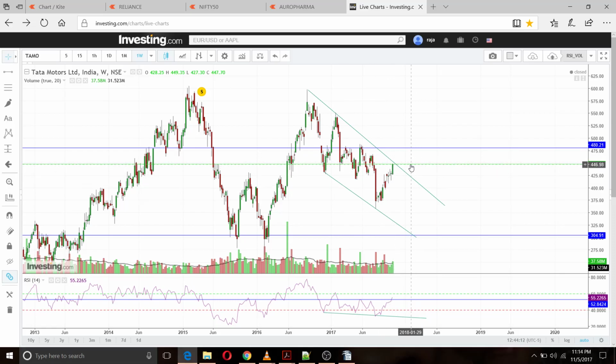So if it has to break out of this channel, it will break out and then touch here. For a target of 480 you can go long, but exit at this place, because possibly it will come down again and take support here, maybe in the range of 460 to 440, so about 20 points of support.